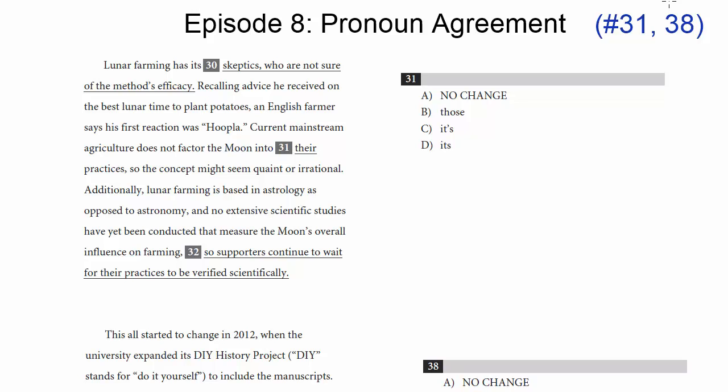Here's another grammar error that you might see in this section. Again, has to do with agreement, but it's about pronoun agreement. You have to make sure that your pronouns agree with the noun that they're standing in for. So let's check out number 31.